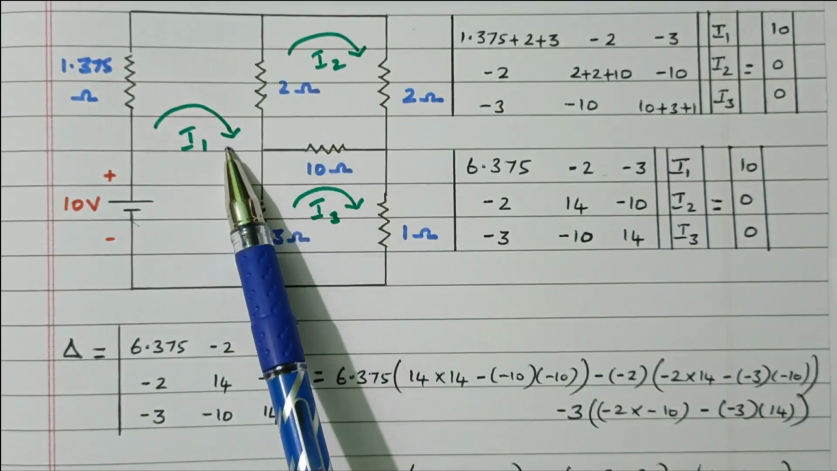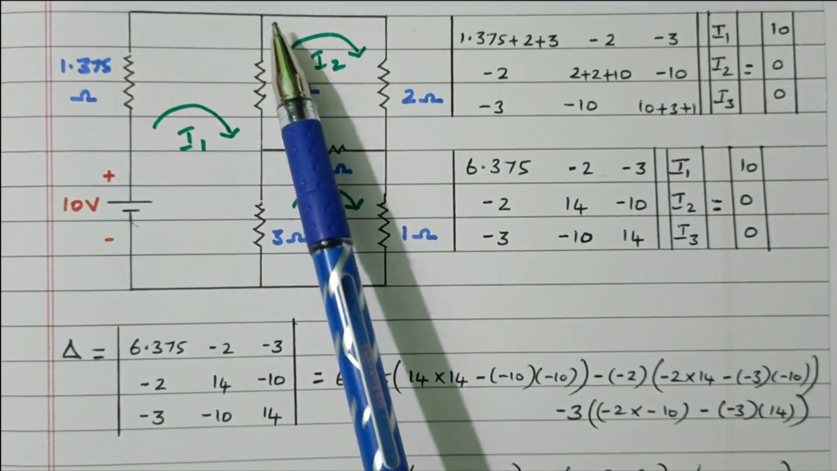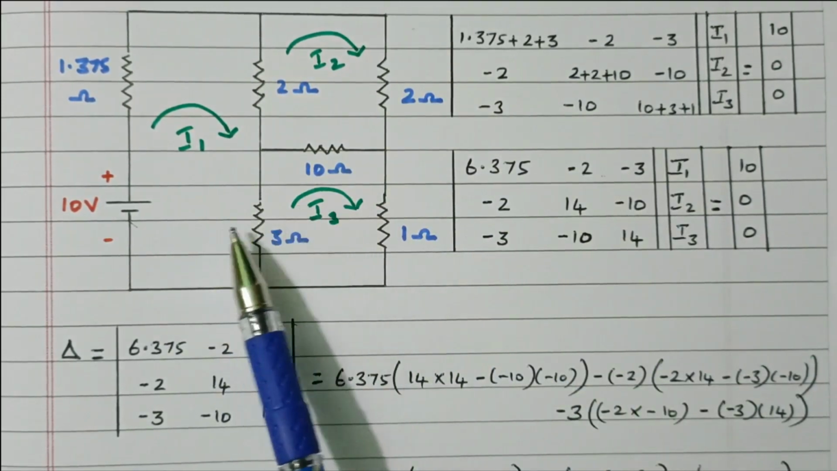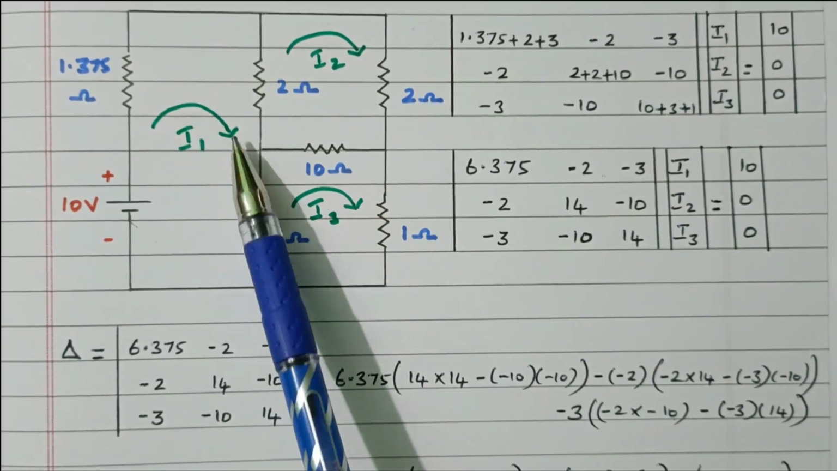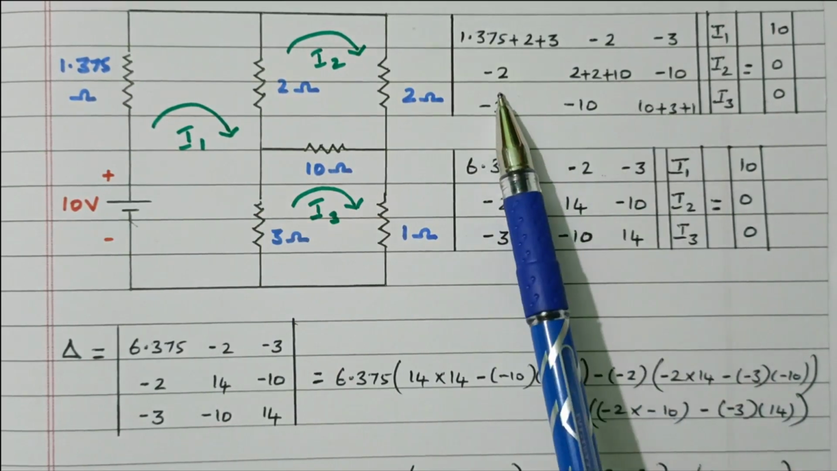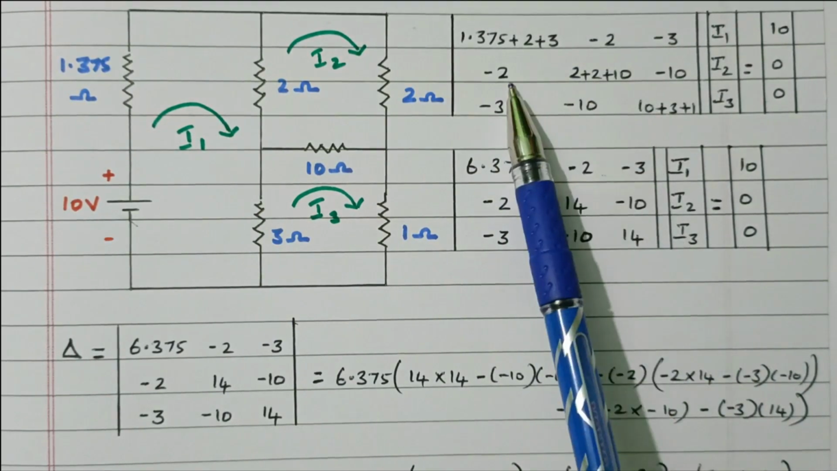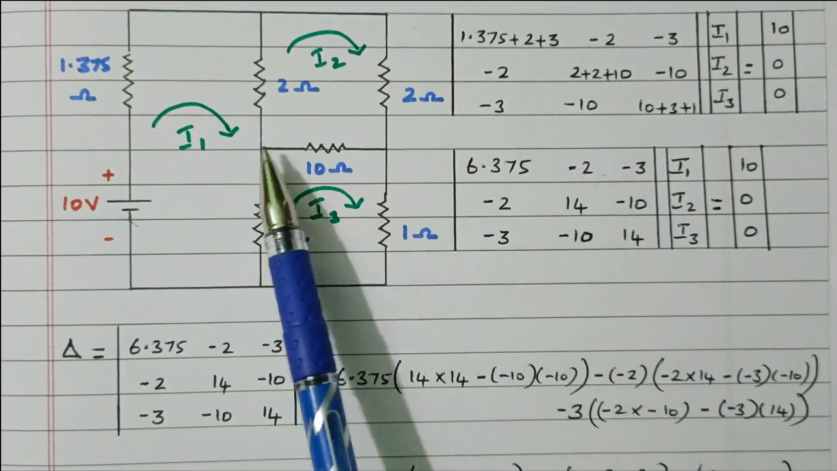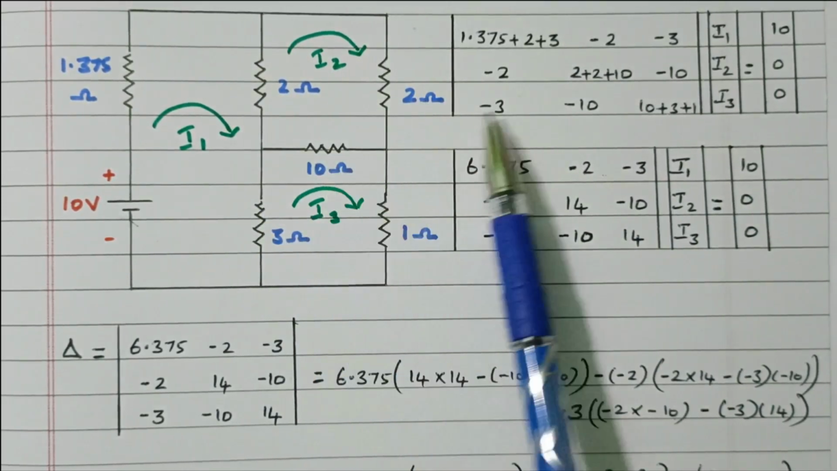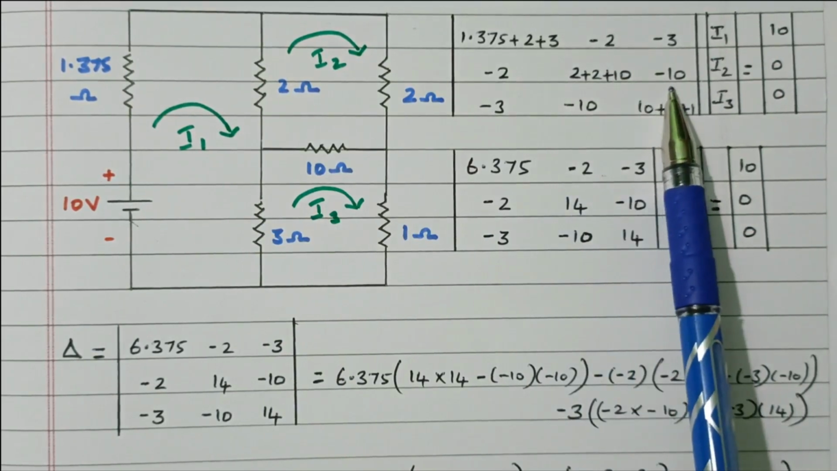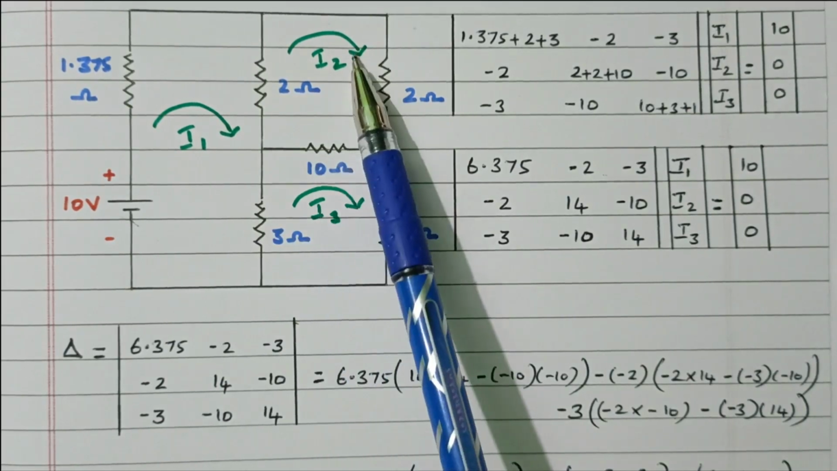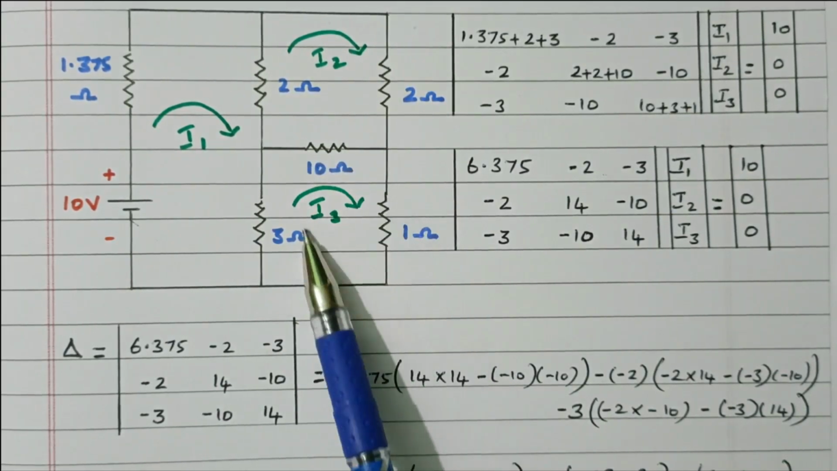See the current direction. This is going down, this is going up. So minus 3. R13, resistor available between first loop and third loop, that is 3 ohm. This is current down, this is current up. So minus 3. Then this is R21, very similar to this. Then R22, the total resistor available in the second loop, 2 plus 10. Right? Then this R23, second loop and third loop, this 10 ohm is available. So current is also here, going in an opposite direction.